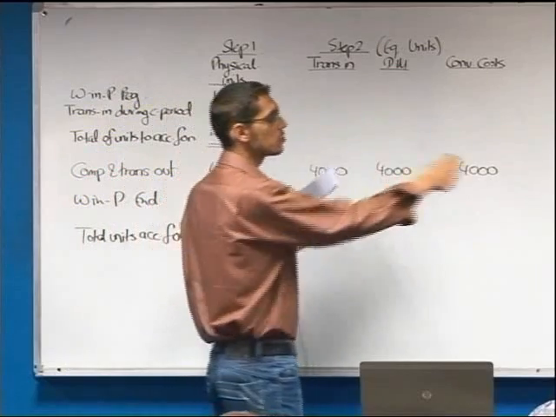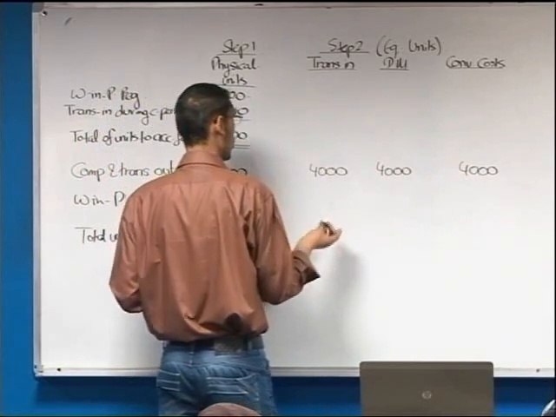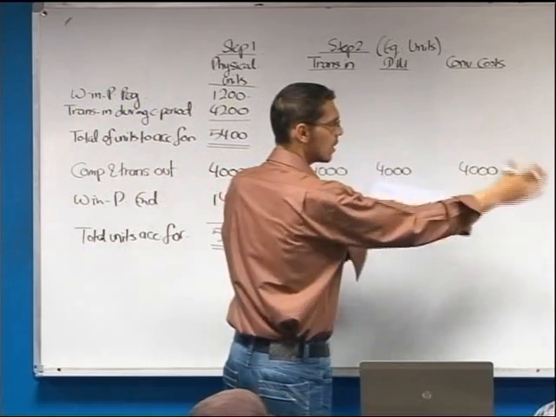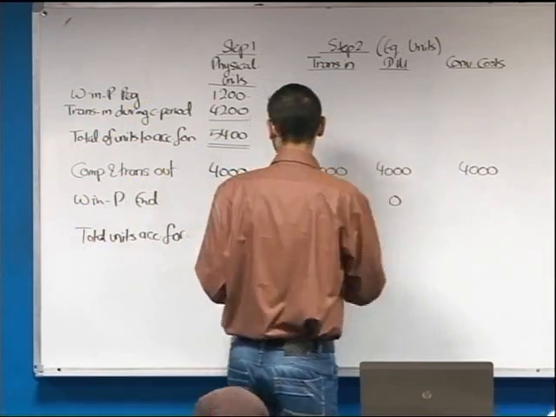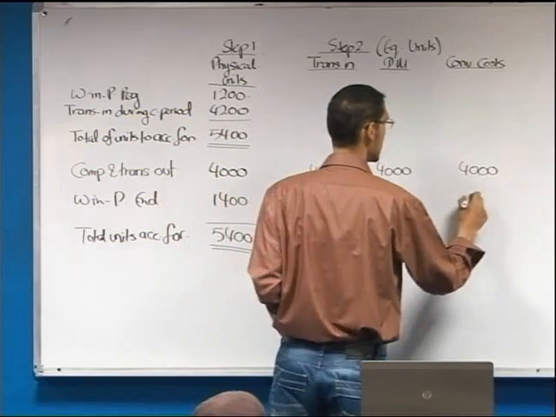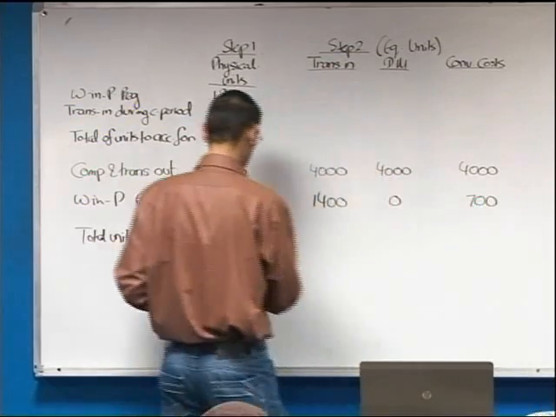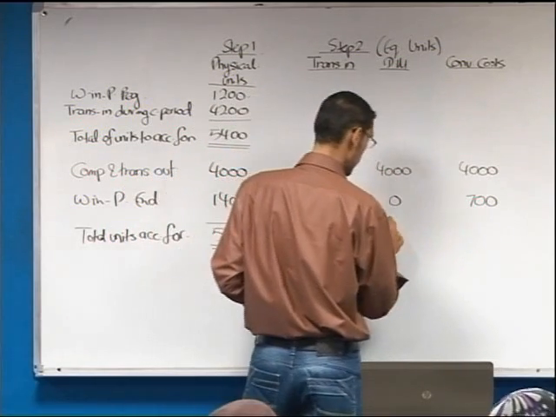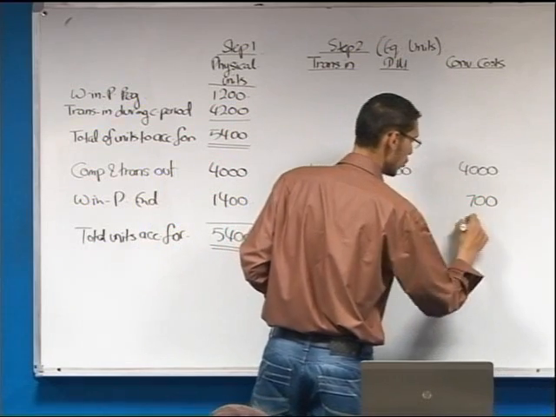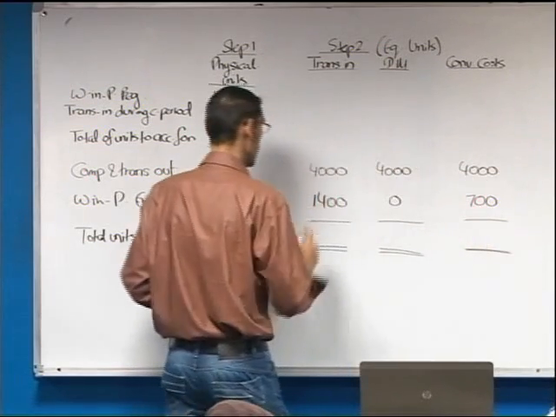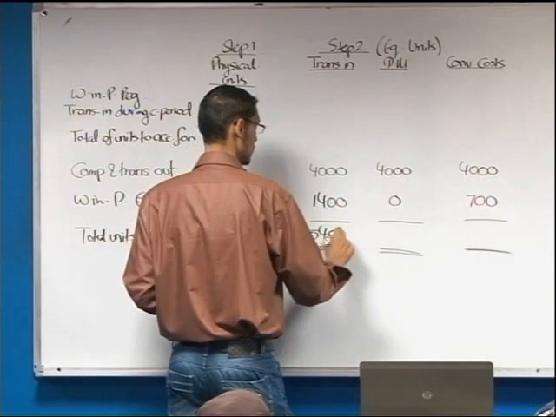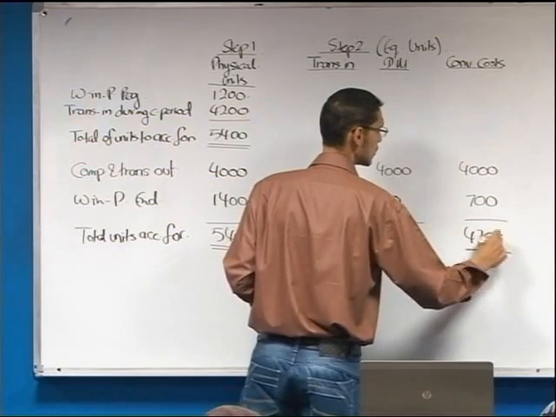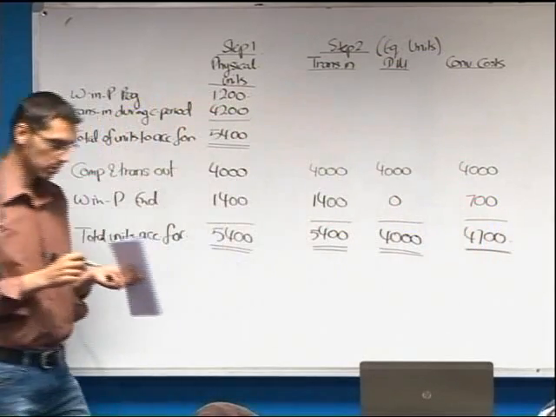Therefore, 1,400 multiplied by 100% is 1,400. 1,400 multiplied by 0% is 0. 1,400 multiplied by 50% is 700. Now, let us calculate the total equivalent units for each category: 5,400, 4,000, and 4,700. This is the end of step number 2.